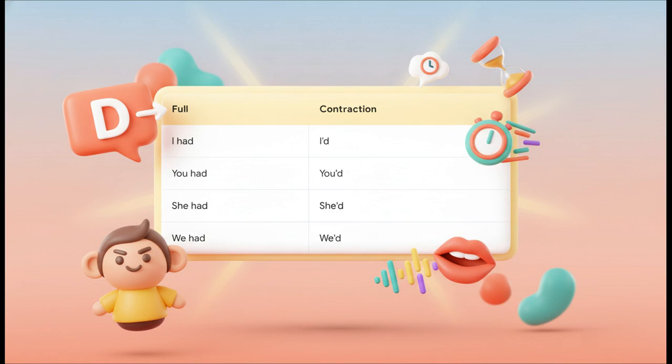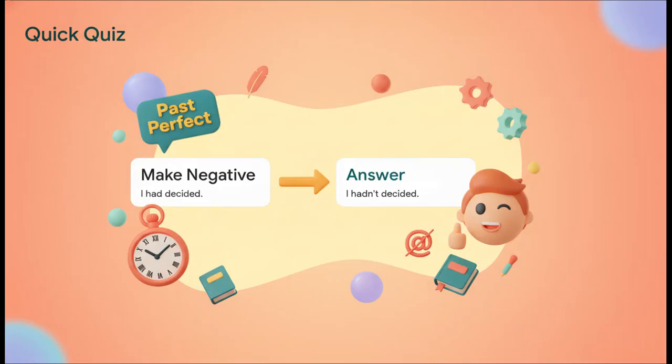Make sure you really make that D sound at the end. I'd, you'd. Let's stop for another quick quiz. Look at the sentence. I had decided. Now you try. Can you make this sentence negative? Say the short, natural-sounding version out loud. Ready? The answer is, I hadn't decided. You just drop the O, put in an apostrophe, and you sound just like a native speaker.